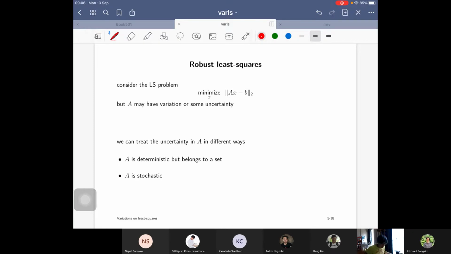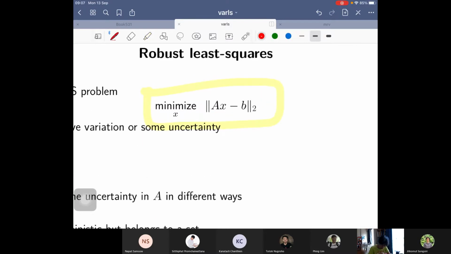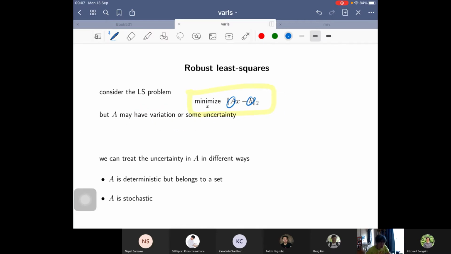In this video lecture, we discuss another extension of the least squares problem. It's in the direction of the scenario where some problem parameter of least squares has some uncertainty. This is the ordinary least squares problem. You have A, you have B, and you minimize the two norm of the residual. But now in this situation, we have some uncertainty on A and B.